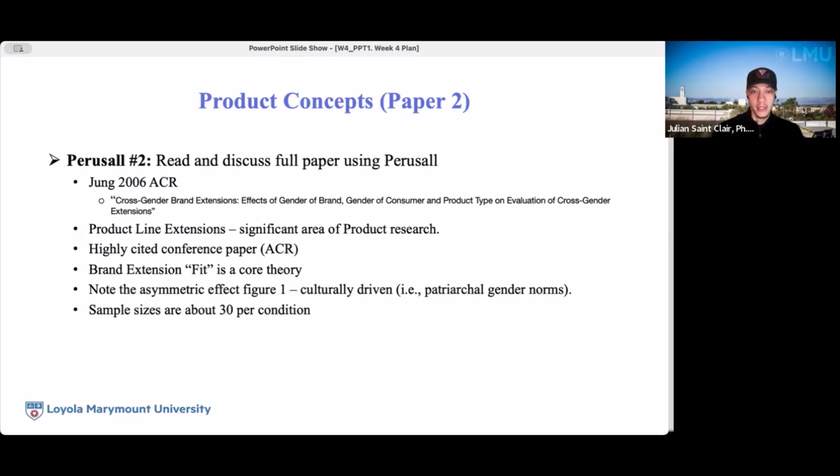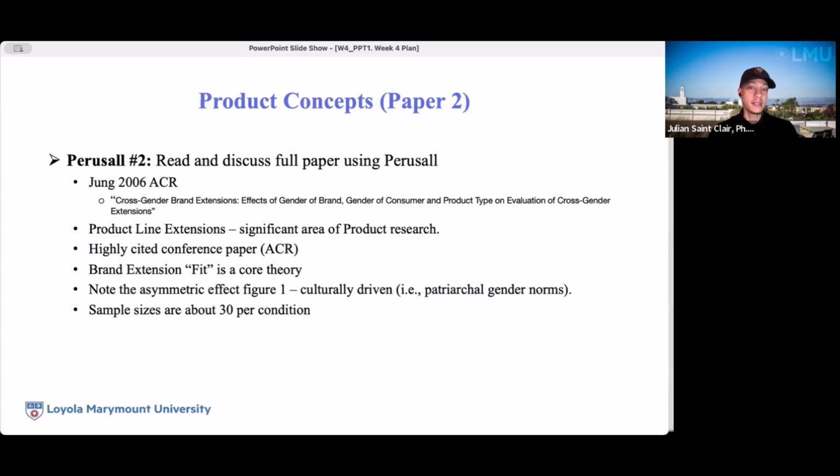This is, again, a very highly cited paper, especially for a conference. Part of one of the core theories that this is building on or expanding is this idea of fit for a brand extension, the fit that this extension has with the current portfolio or with the parent brand. So it's a core theory to be aware of.